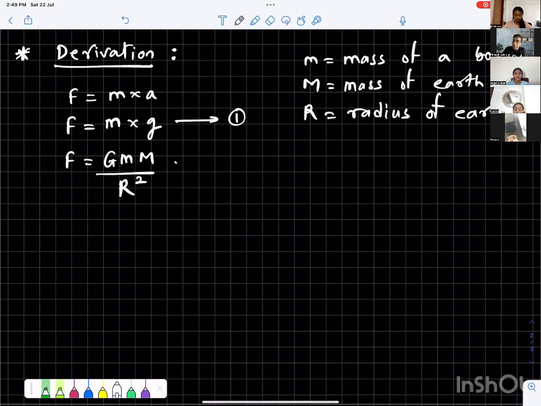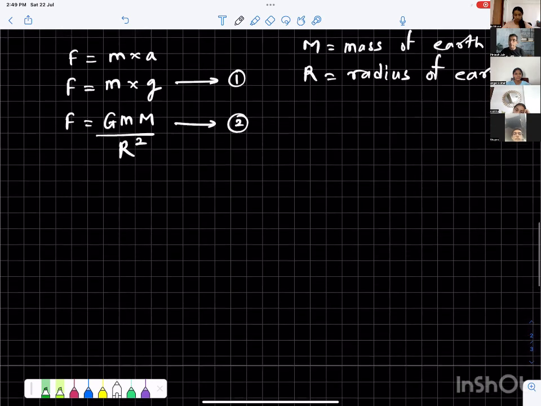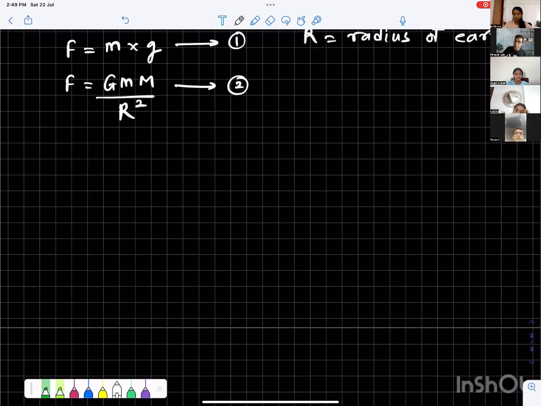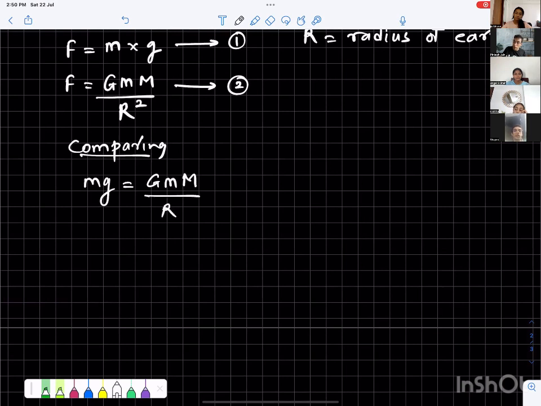Now guys, we have got these two equations for force. From both the formulas, what are we calculating? We are calculating the force only on a body. Because both of them are for force only, I can compare them, right? I can equate them. So see now what you get on comparing them. We will get mg is equal to GMm upon r squared.